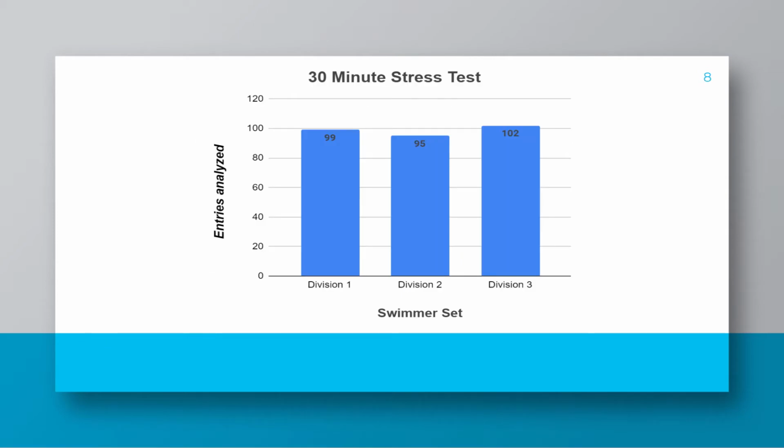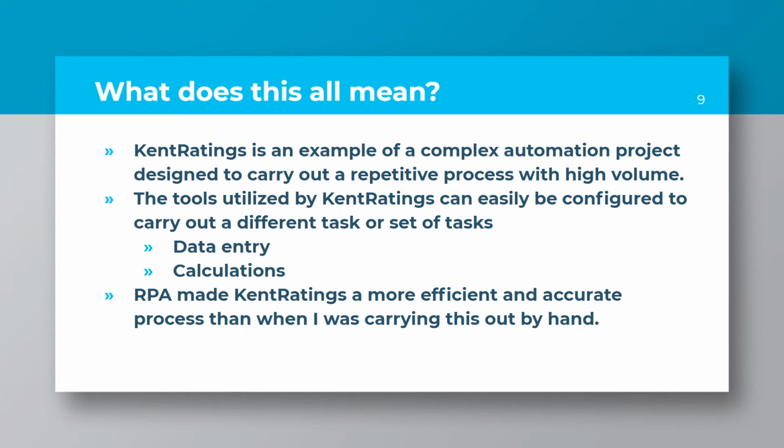My second test was a stress test. I let the system run for 30 minutes and checked how many entries it processed in that time. I ran this 3 times with 3 different swimmer sets, and it processed 8.5 times more entries than a human could in that time. So what does all this mean and why does it matter?